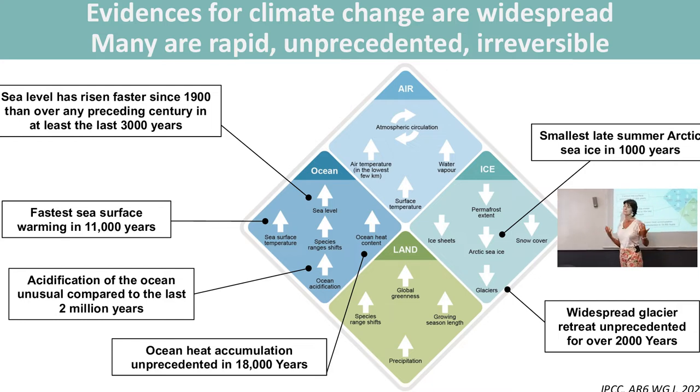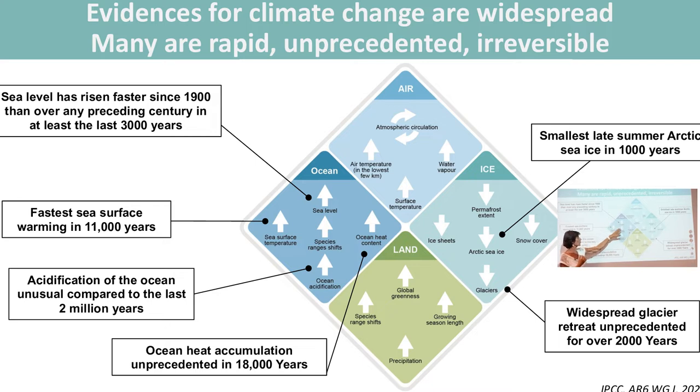Some ski resorts are going to stop being able to welcome people because they need 25 years to amortize their investment in going up the hill and building things. So this is a big issue. The Arctic sea ice is shrinking and shrinking. The smallest late summer Arctic sea ice in 1,000 years was met last year. So over 1,000 years, it is very, very unprecedented.